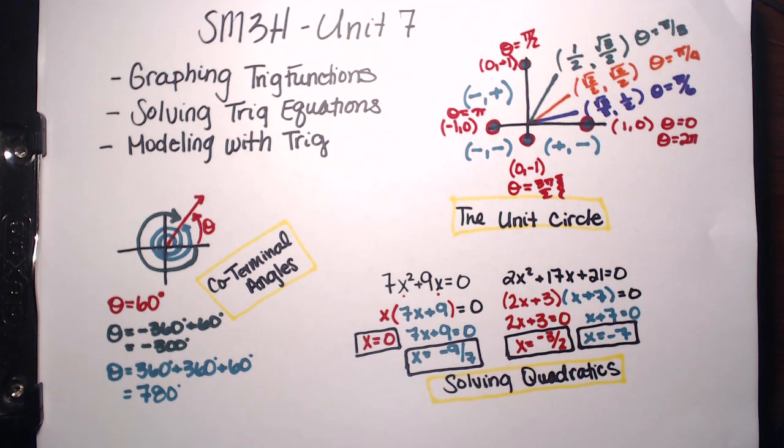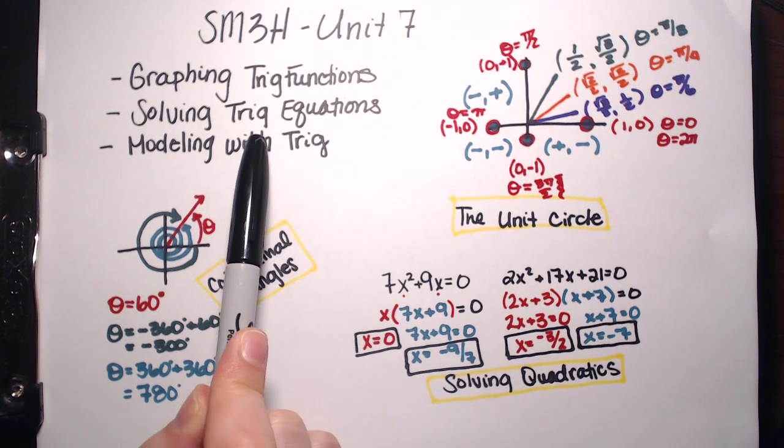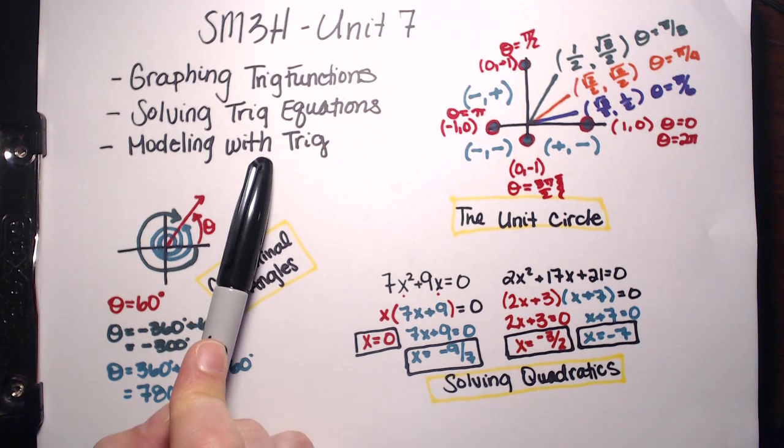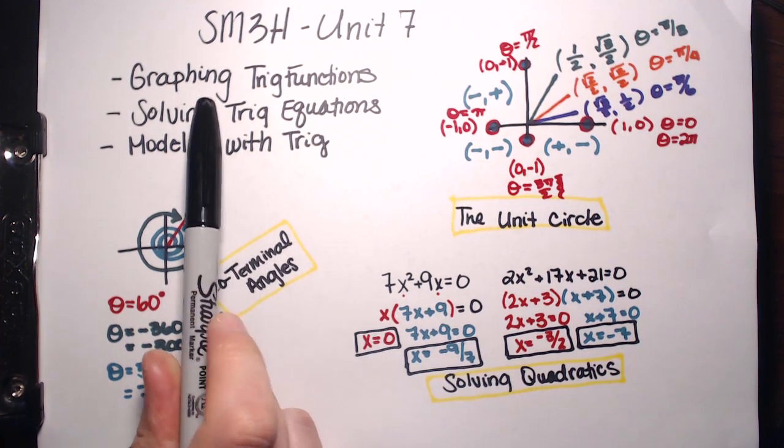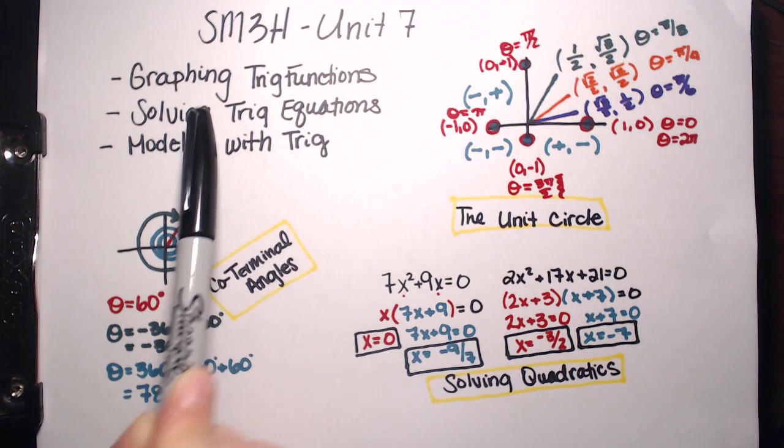So for Unit 7, I'm going to go through kind of everything. It's going to be multiple videos, so it's not going to be like one hour long video. But basically in Unit 7, what we're focusing on is graphing trig functions, solving trig equations, and then modeling with them. And in our modeling, we're going to have to be able to kind of do both of these.